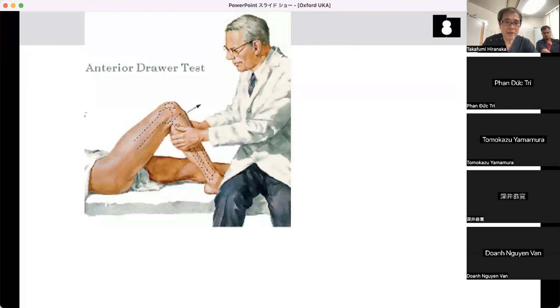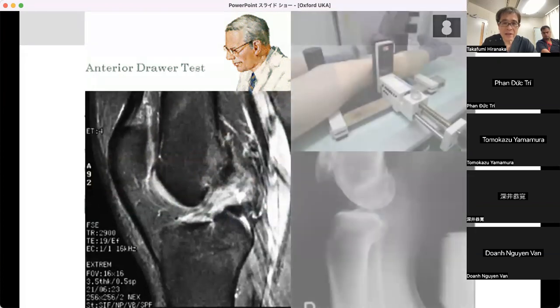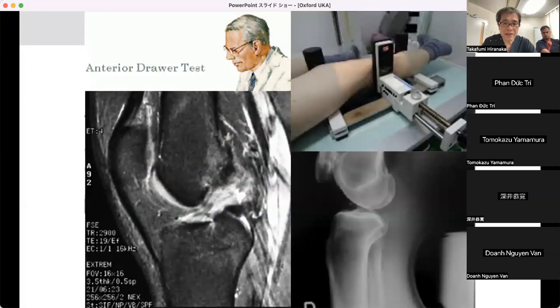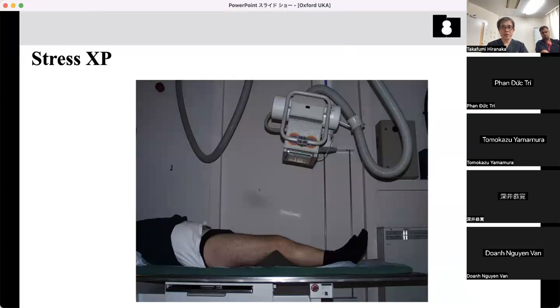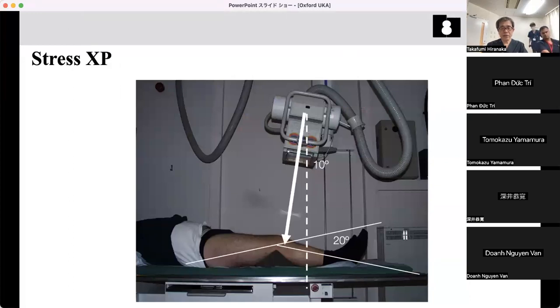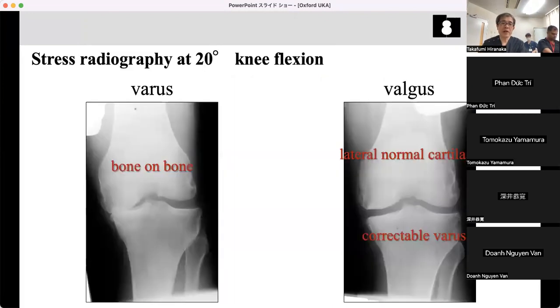Normally you imagine it is evaluated with manual tests like the anterior drawer test and Lachman test, and MRI, stress anterior drawer stress test, and arthroscopy. But the Oxford group recommends evaluating ACL status using stress X-ray at 20 degrees of flexion, with the X-ray beam inclined approximately 10 degrees so that it is parallel to the tibial joint surface, and applying valgus and varus stress at 20 degrees of flexion.